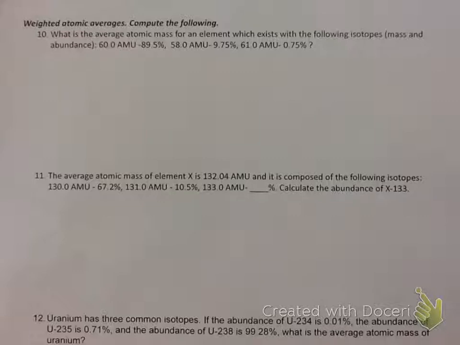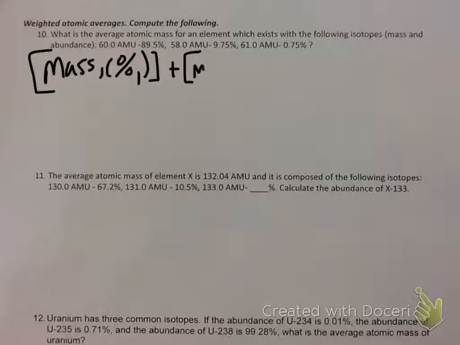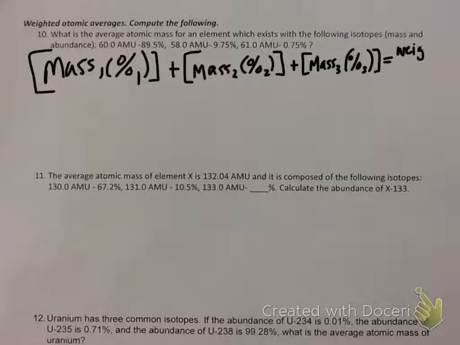Our general formula here is the mass of the first isotope times the percentage of the first isotope plus the mass of the second isotope times the percentage of the second isotope. This is a useful thing probably to add to your notes, actually. Plus the mass of the third isotope times the percentage of the third isotope. And that's equal to the weighted average atomic mass.